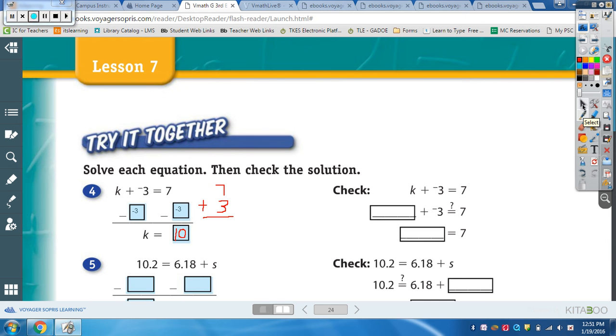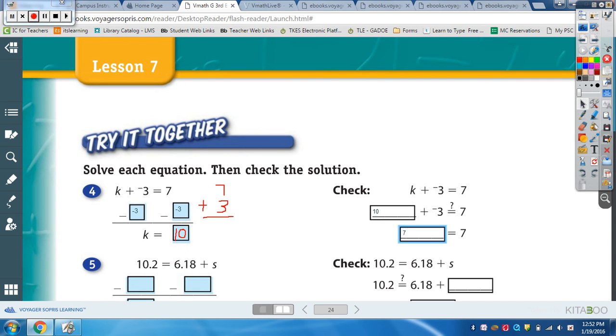We check this the same way we've done the ones in the past. We substitute positive 10 for K in our equation. So 10 plus negative 3, does it equal 7? Well, once again, we have opposite signs, or different signs. So when we're adding unlike signs, we subtract the smaller from the larger. So in this case, we take 10 and subtract 3, and we keep the sign of the larger, and the sign of 10 is positive. Therefore, our answer is indeed 7 equals 7. Therefore, our equation does indeed check out.